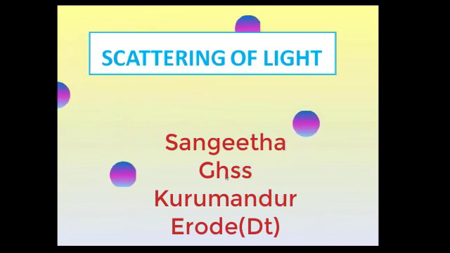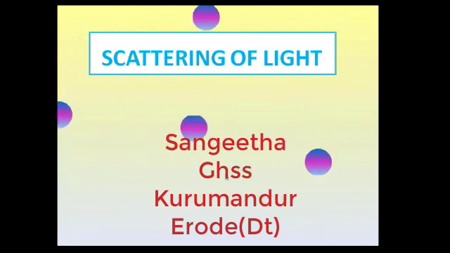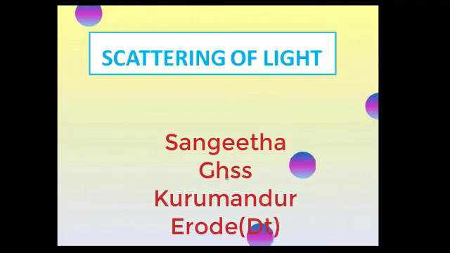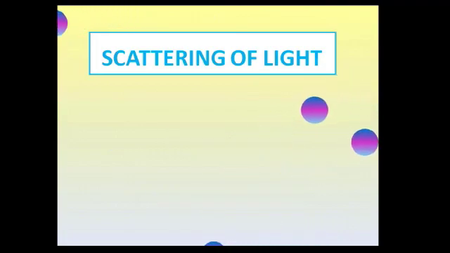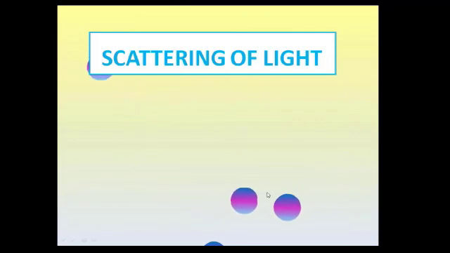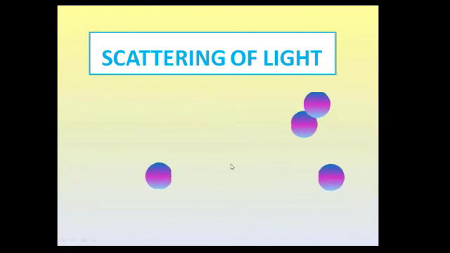Welcome you all. In this session, we are going to see about scattering of light. What is scattering of light? Scattering is a deviation: a light particle bombards a particular particle and then comes out. This is the basic concept of scattering.